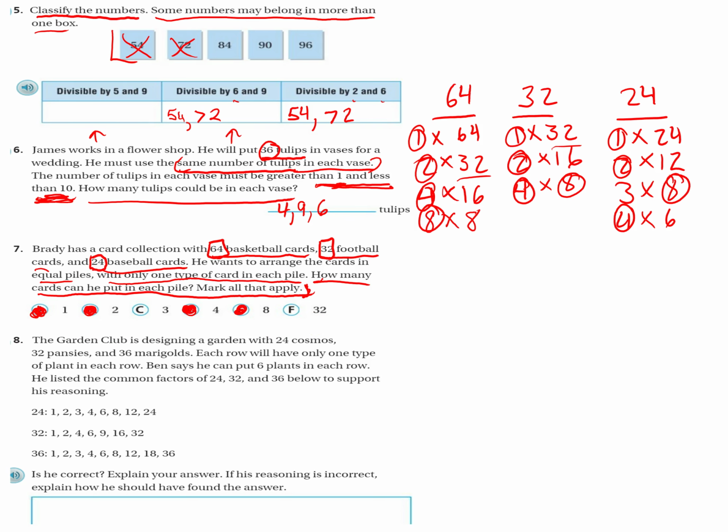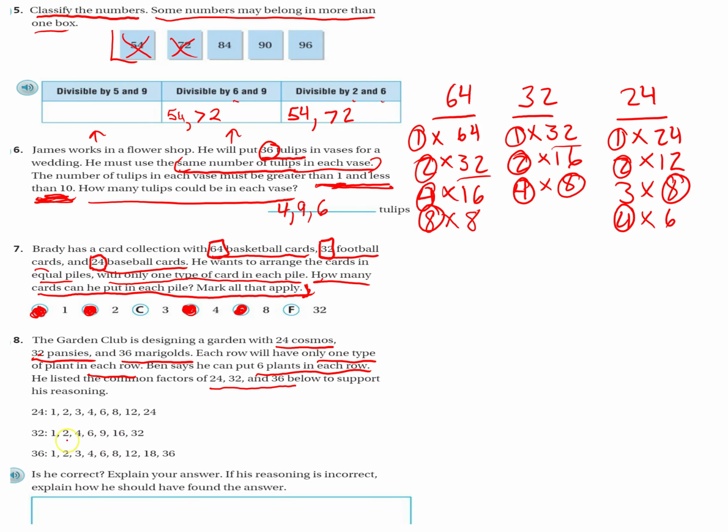All right, let's look at 8. The garden club is designing a garden with 24 cosmos, 32 pansies, and 36 marigolds. Each row will have only 1 type in each row. Ben says he can put 6 plants in each row. He listed the common factors of 24, 32, and 36 below to support his reasoning. So, let's check. 1 times 24, 2 times 12, 3 times 8, 4 times 6, that looks good.